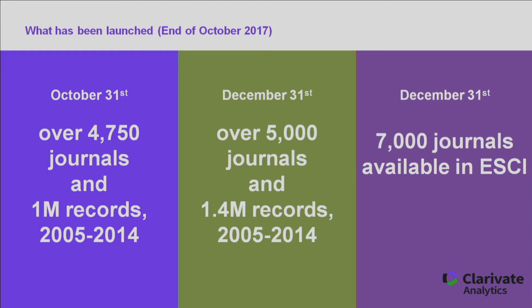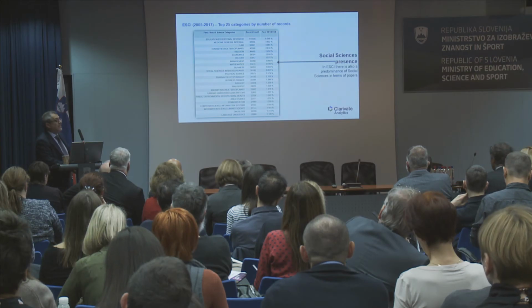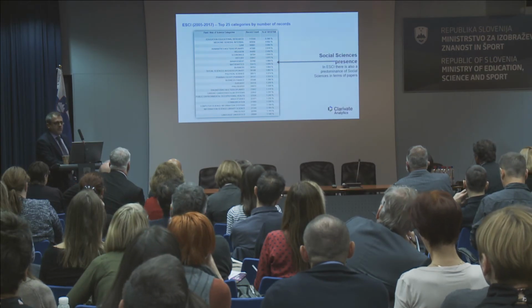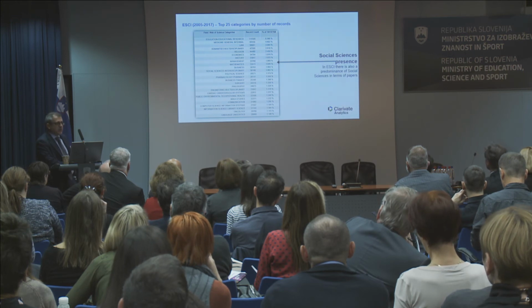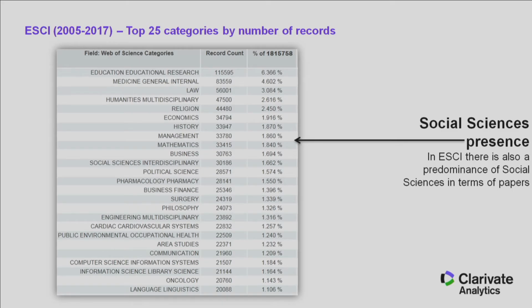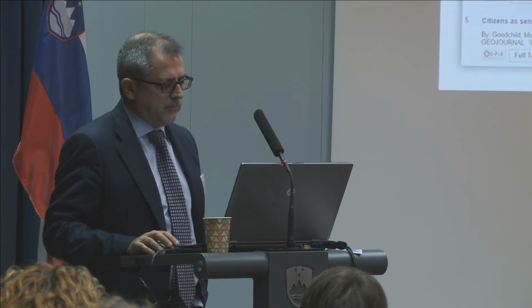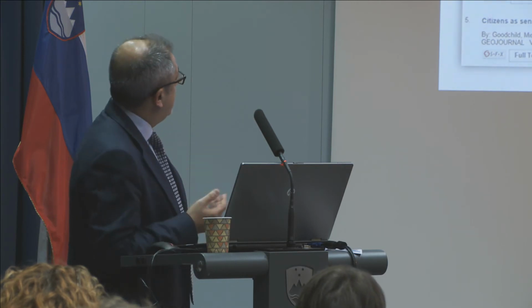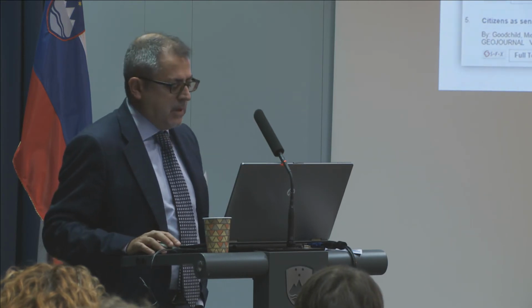And this is the situation in terms of categories, in terms of records. So not in terms of number of journals, but now in terms of records for HESCI. And you see immediately that HESCI is much more representative of the social sciences. You have religion, economics, history, management. A lot of categories belong to this area. And there are also top papers, obviously.